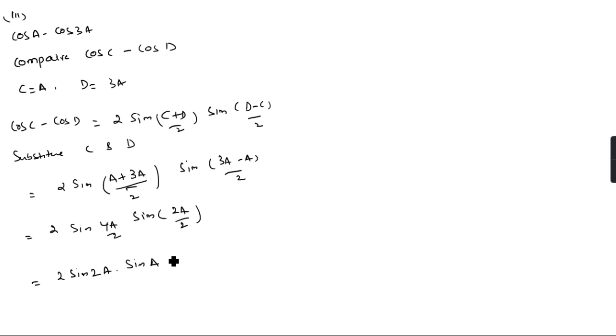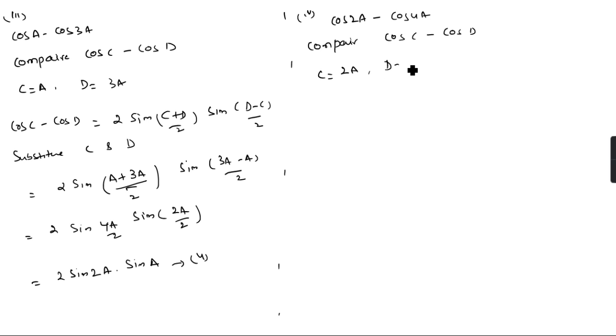This is nothing but 4. And next, for part 4, cos 2A minus cos 4A. Compare cos C minus cos D. What is the C value? C equal to 2A and D equal to 4A.